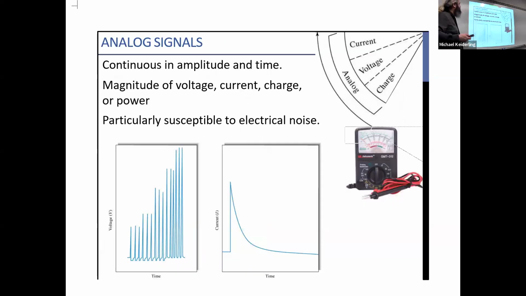So analog signals are continuous in amplitude and time. This is the magnitude of voltage, current, charge, or power. They are unfortunately particularly susceptible to electrical noise. What you usually do is you have some analog signal and then you convert it to a digital signal to record it digitally. So you can have voltage versus time. This is some analog processor, current versus time.